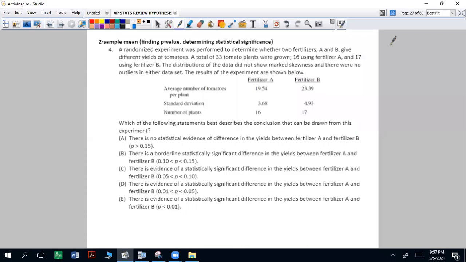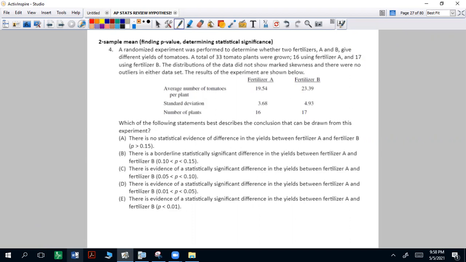Question 4. A randomized experiment was performed to determine whether two fertilizers, A and B, give different yields of tomatoes. A total of 33 tomato plants were grown, 16 using fertilizer A and 17 using fertilizer B. The distributions of the data did not show marked skewness, and there were no outliers in either data set. The results of the experiment are shown below. Which of the following statements best describes the conclusion that could be drawn from this experiment?